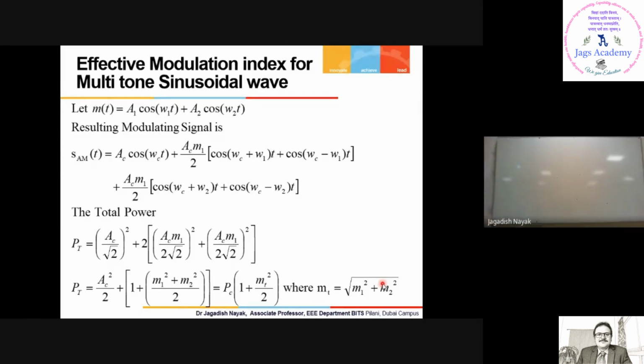That's why I told you this is not plus, this is into. That's why I told you it's a mistake, because Ac square by 2 we take common. Ac square by 2 is equal to Pc, the carrier power. Here it is into. There's a print mistake there. Fine. Any doubt in this? A simple expression, very simple. It is not difficult at all.